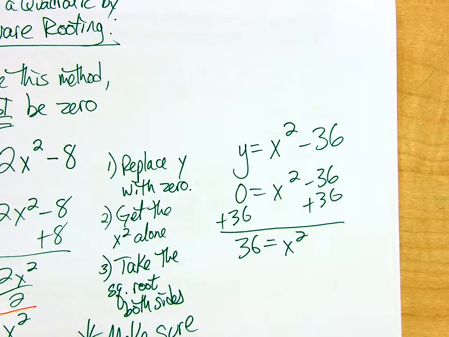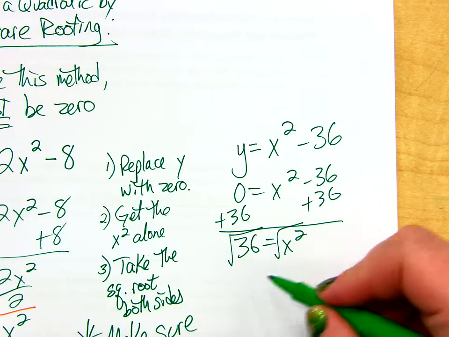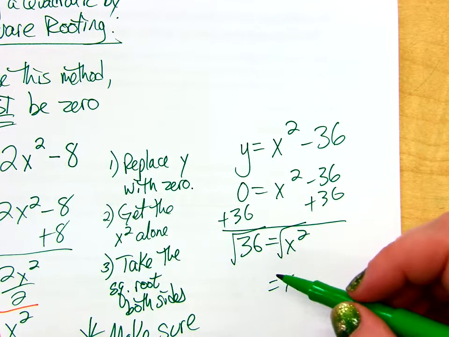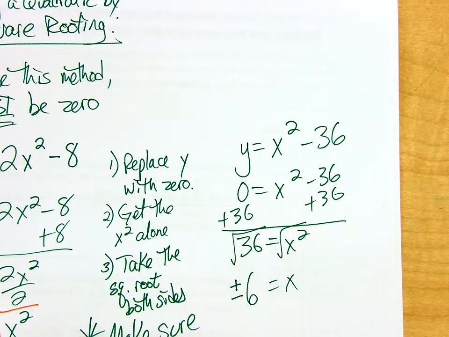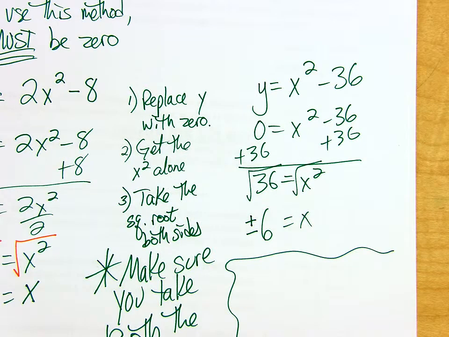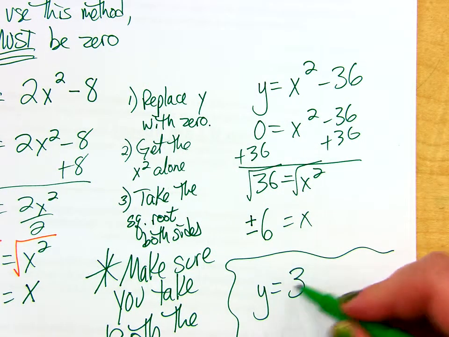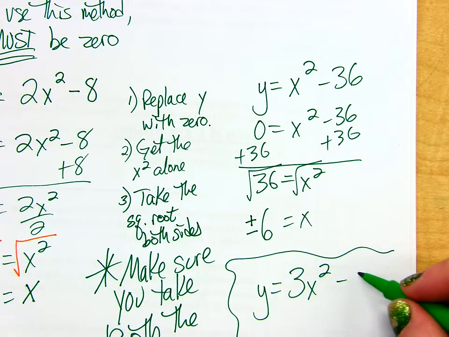And now you're going to, yeah, I take the square root of both sides. The square root of 36 is positive and negative 6. There they are. So this one's going to cross at positive and negative 6. Okay, one more. What if you had something like y equals 3x squared minus, I don't know, 72?